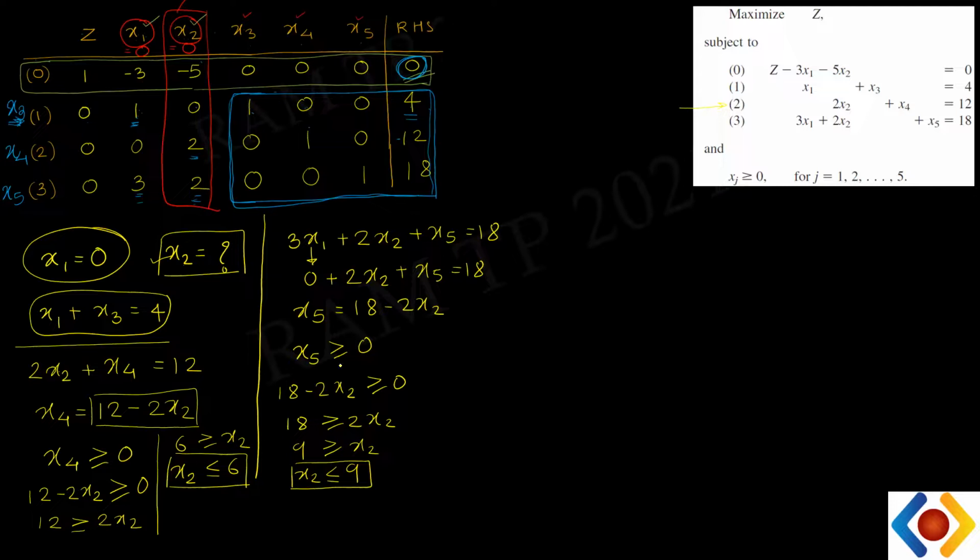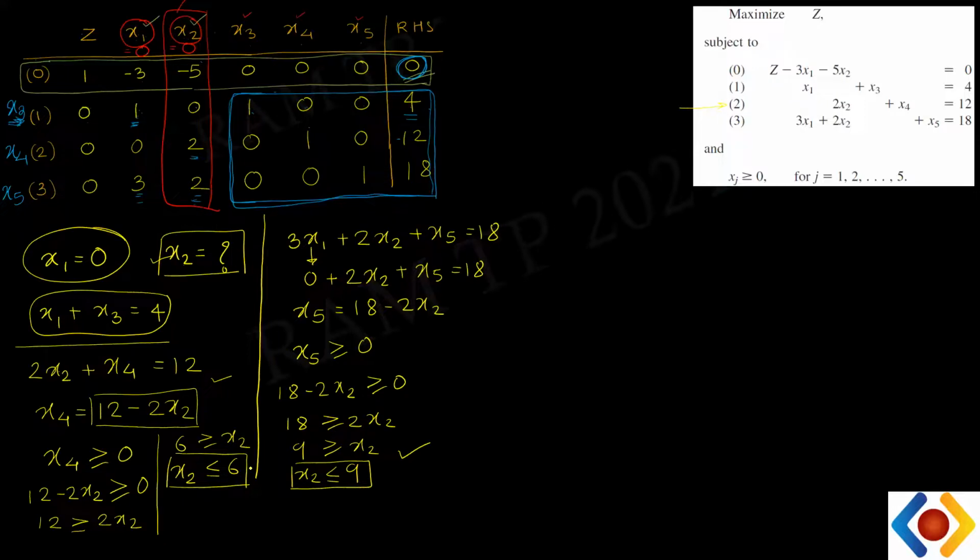Now you tell me, these are the constraints. One equation is telling me x2 has to be less than or equal to 6. Another equation is telling me x2 has to be less than or equal to 9. So what is the maximum value of x2 I can take? 6. Obviously 6, because if I take 7 or 8, this condition will be satisfied, but we will be violating this condition and we will get the value of x4 to be negative. You all agree with me?